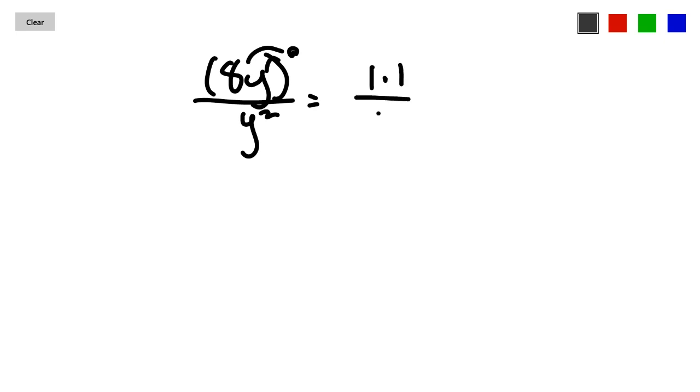Let's say I had 8y to the 0 power over y squared. So one of our rules that I had in the beginning was that anything raised to the 0 power is equal to 1, and that includes this. So I distribute the 0 power to both terms, and I end up with a 1 times a 1 on the top and a y squared on the bottom. Well, 1 times 1 just gives me 1. So my final answer is going to be 1 over y squared.